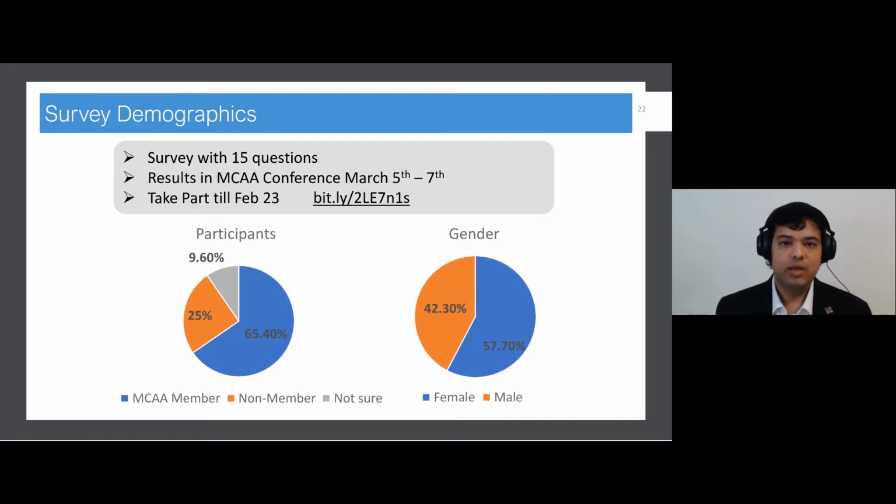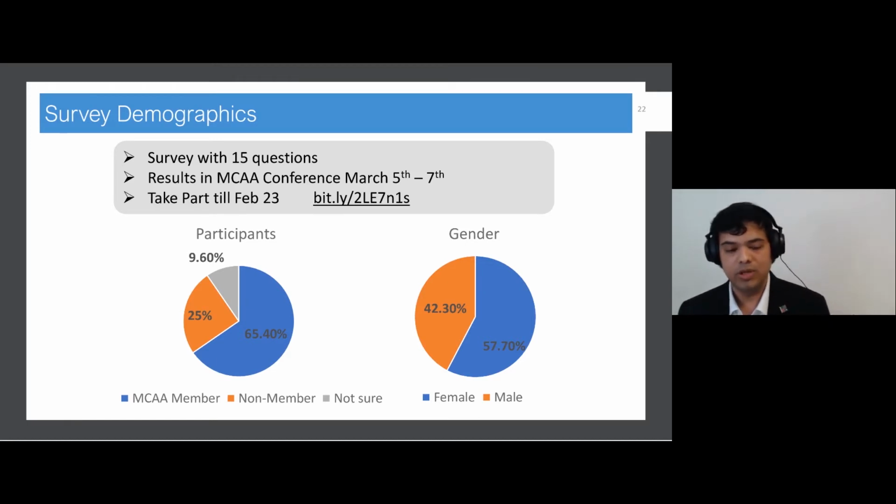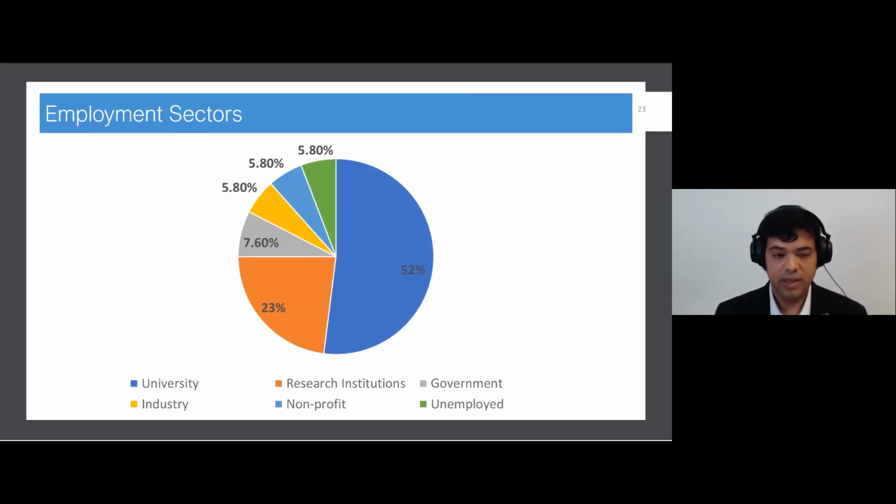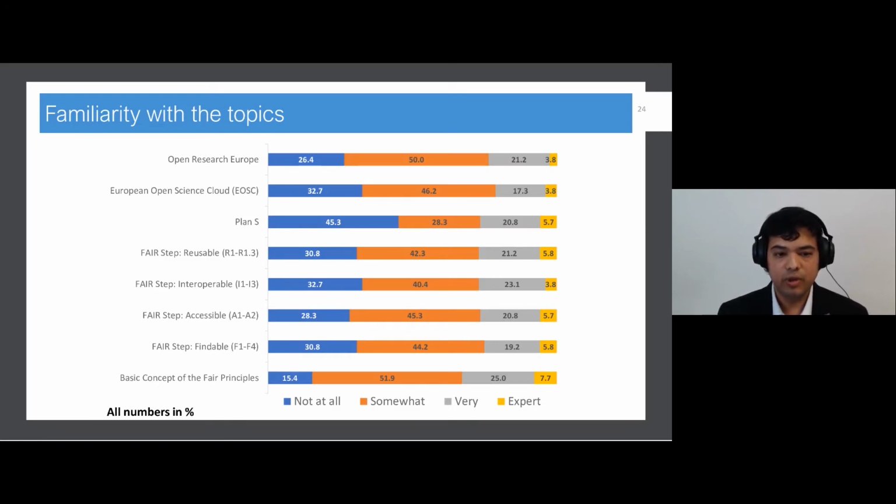In this survey, we asked about the perspective of researchers in terms of FAIR data. Just a brief demographic: about 9.6% of the researchers who took part in the survey were not members, actually 25%. There was a good ratio between male and female, and likewise across the employment sectors. You can see that universities and research institutions are where most of the researchers who filled out the survey come from. Now, when we move to the survey responses, our first question was how familiar researchers were with this topic, starting from the basic concept of the FAIR principles up to the different steps.